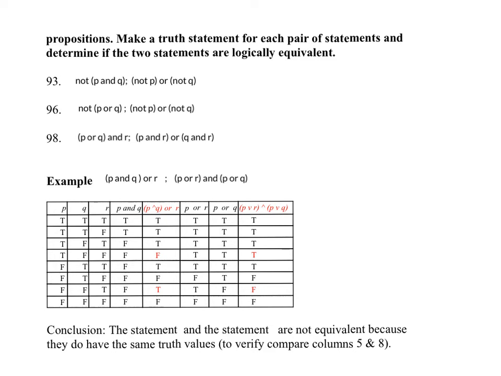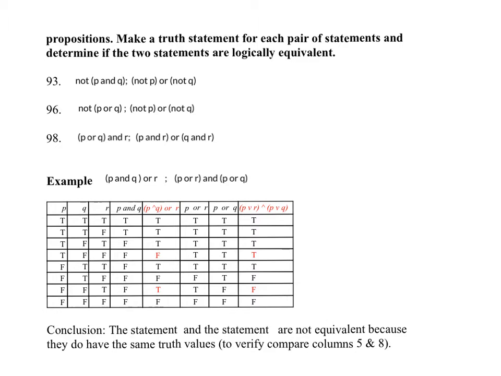What you're doing for these last 3 problems is you're comparing 2 statements and deciding if they are indeed logically equivalent. So for my example, I chose the statements P and Q or R, and P or R and P or Q. So to determine if they're logically equivalent, I have to set up the appropriate columns. I'm going to need 8 rows because I have P, Q, and R. And so I went ahead and made my columns for P, Q, and R. Those should be very straightforward at this point.